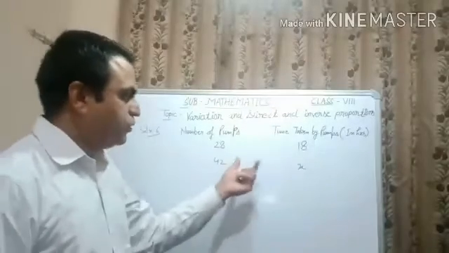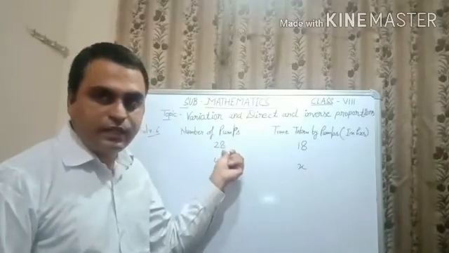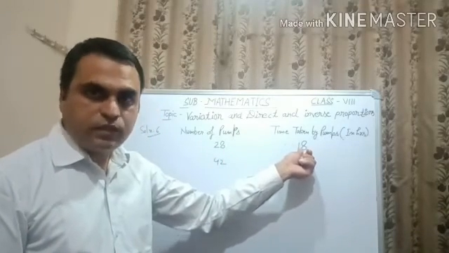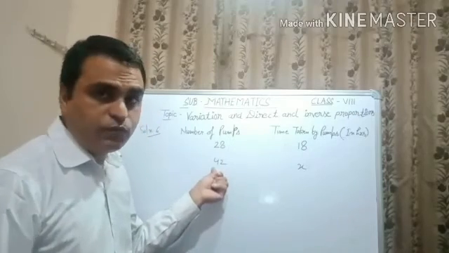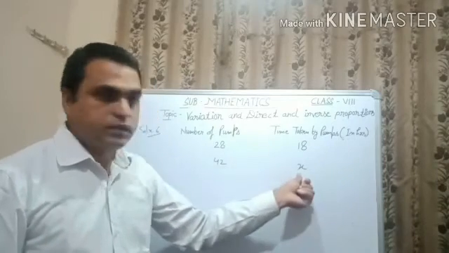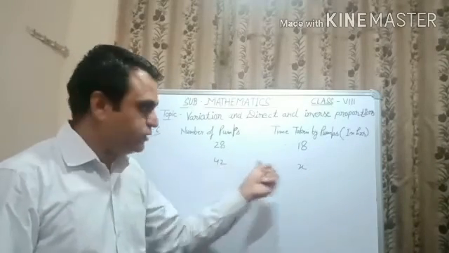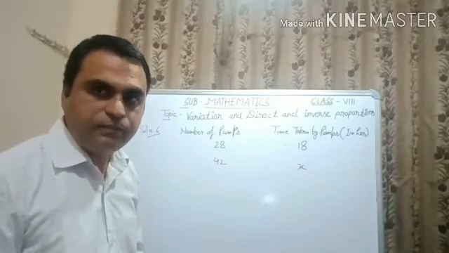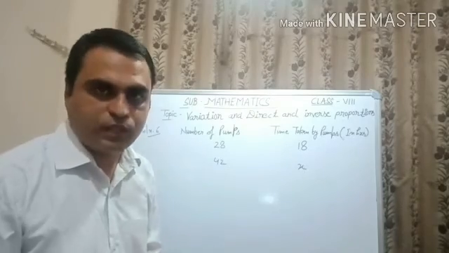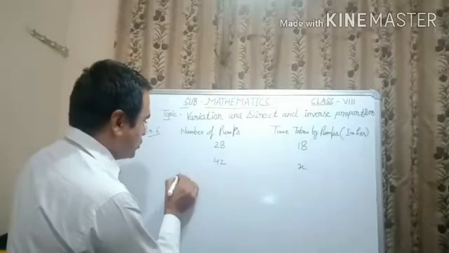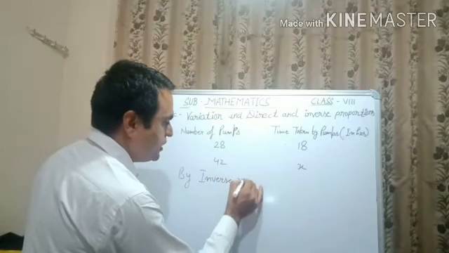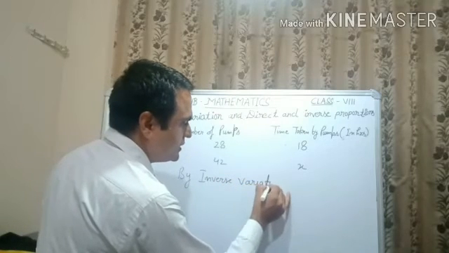So obviously, 28 pumps can empty the reservoir in 18 hours. If we take 42 pumps, then obviously it is common sense according to this question that if we take 42 pumps, the time will be less. It means the answer will be below 18, not greater than 18. Now by inverse proportion we simplify this, by inverse variation, or you can write it as proportion.